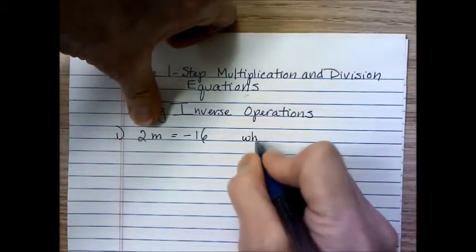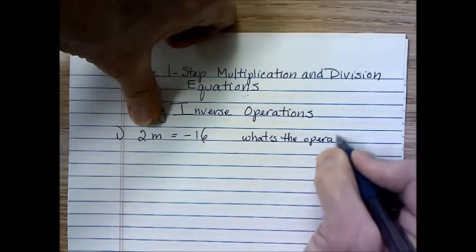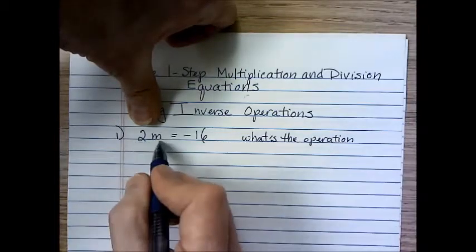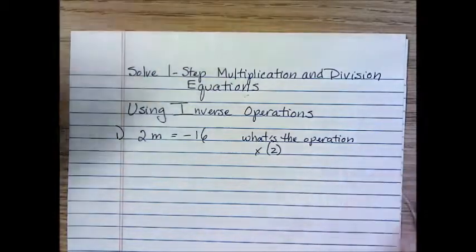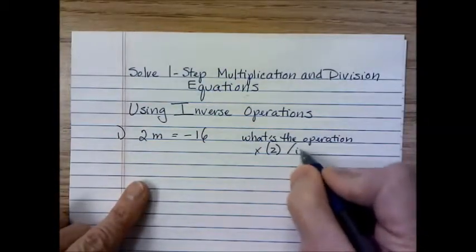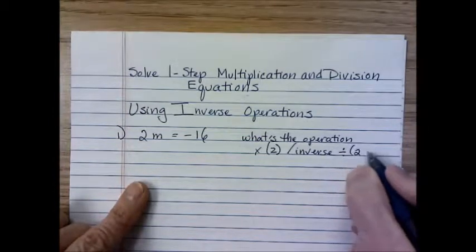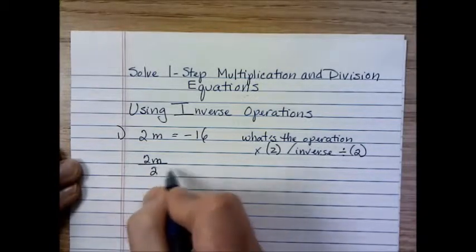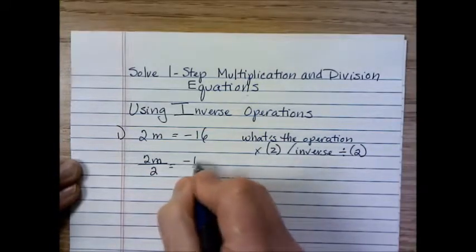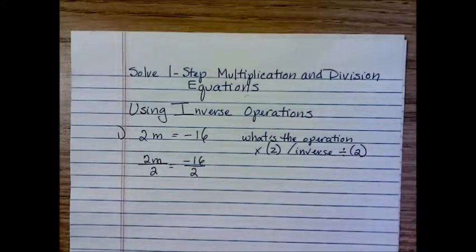So we want to ask ourselves here, what's the operation going on near that variable? So what's happening here? We are multiplying it by 2. So the inverse then would be to divide by 2. So we can take the expression on the left, 2m, and divide it by 2. And we can take negative 16 and divide it by 2. Remember, in an equation, what you do to one side, you must do to the other.